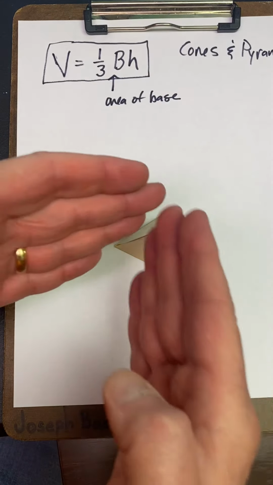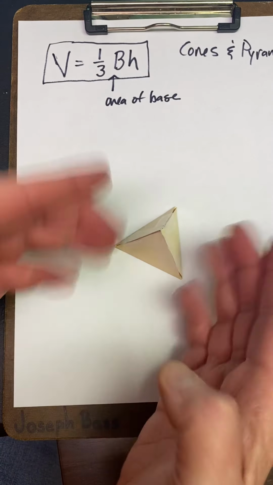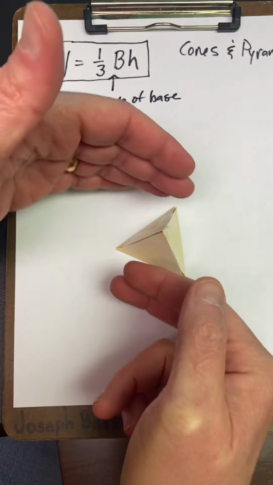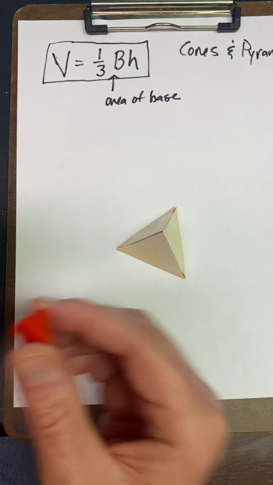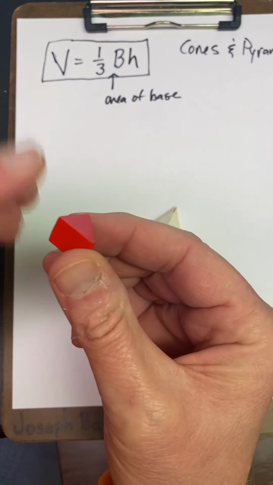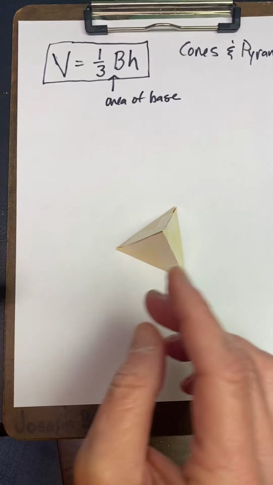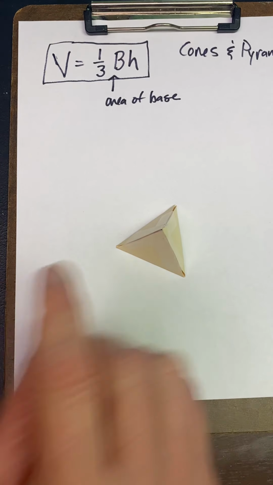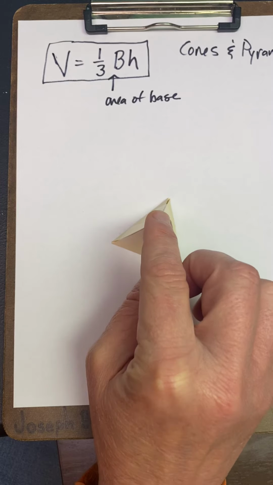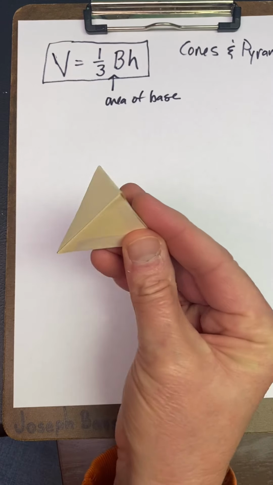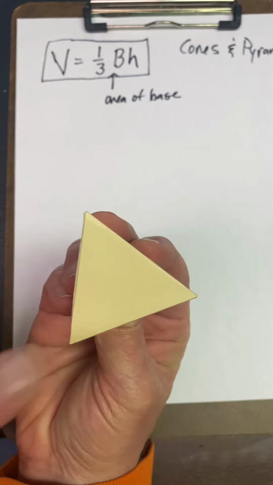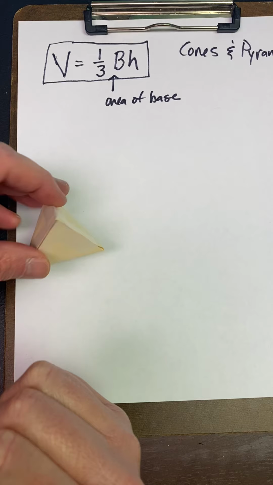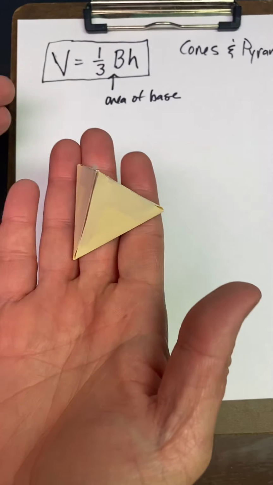If it didn't come to a point, but had the same height, but went straight up, and made something that looked more like that, a triangle on the bottom and straight up sides instead of coming to a point, and I found the volume of that, and then I took 1/3 of it, I would get the volume of the pyramid. So I would find the area of the base. In this case, that base is a triangle. Find the area of that triangle, multiply by the height, and I would have the volume of that pyramid.